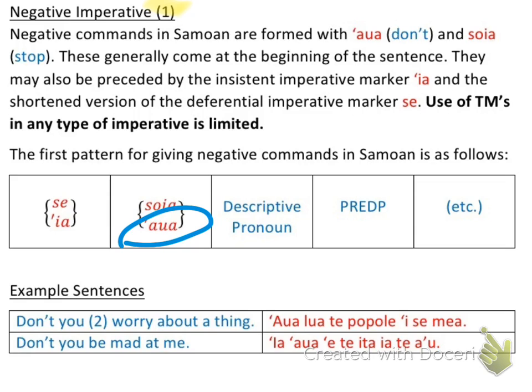Okay, so don't. This is awa, and in this case, I'm including an imperative marker, so it's more of a command. Yeah, awa, and then you right here is a and kind of the te, and then be mad is the ita, at me is yateao. Okay, hopefully that's making sense.